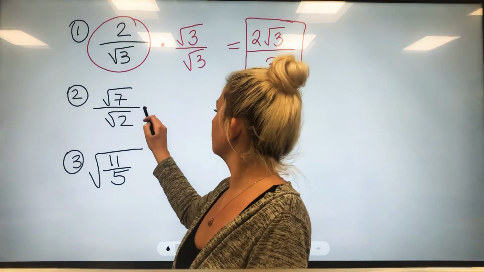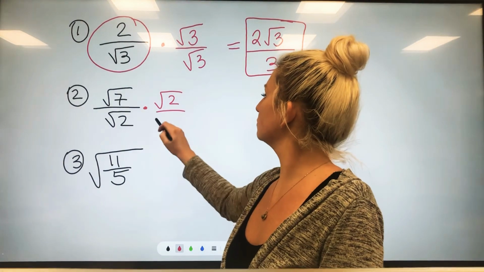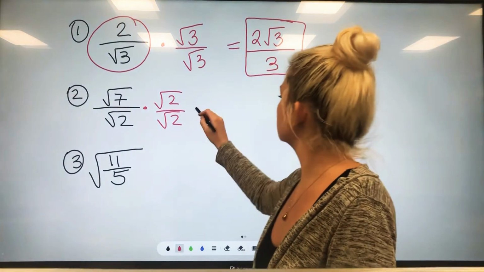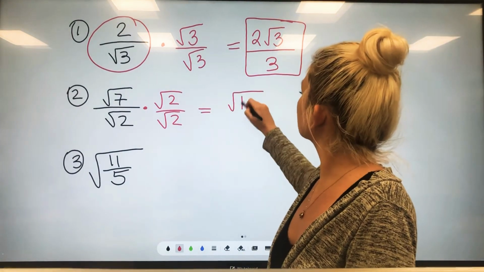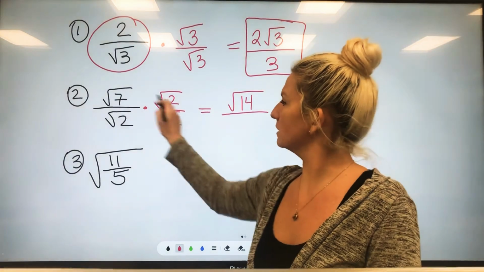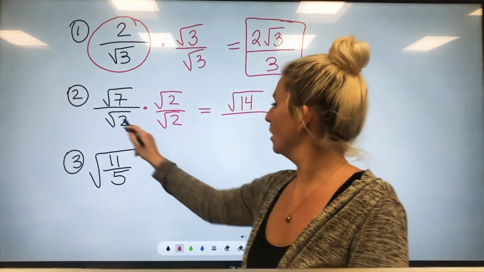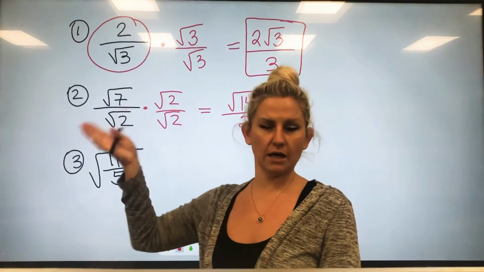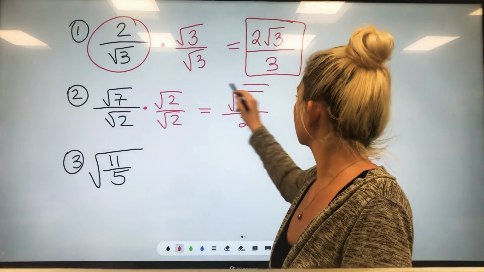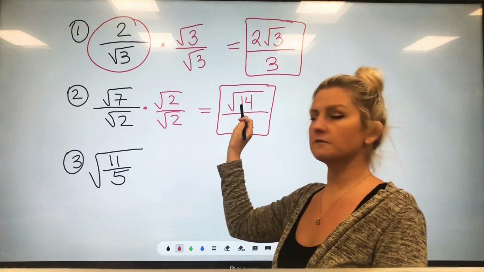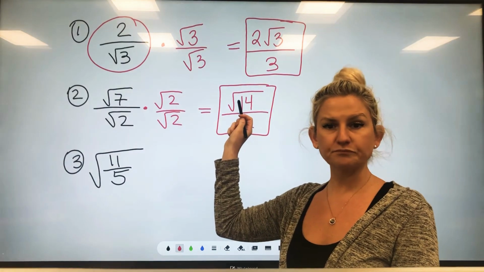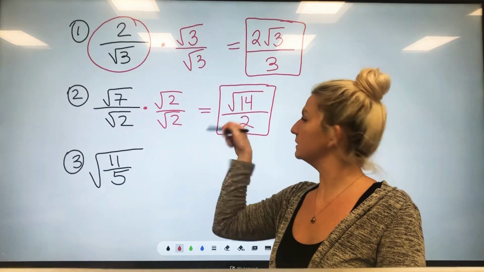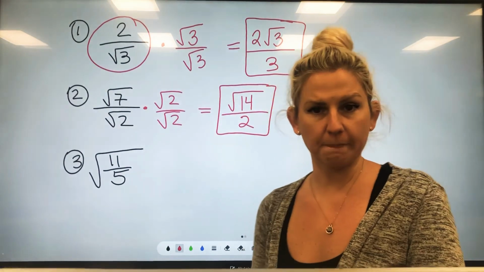So here I'm going to multiply by radical 2 over radical 2 because I have the radical 2 in the denominator. This is going to give me radical 14, since radical 7 times radical 2 is radical 14, over radical 4, which is 2. When I multiply these together, the radicals will cancel. So this is that. If this could have been simplified more, then you have to keep breaking it up and simplifying it and then seeing if you could cancel anything out.